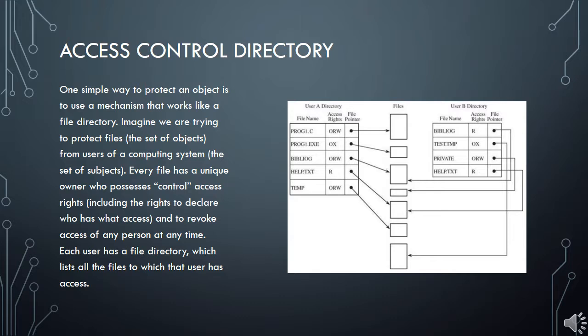Every file has a unique owner who possesses control access rights, including the rights to declare who has what access, and to revoke access of any person at any time. Each user has a file directory, which lists all the files to which that user has access.